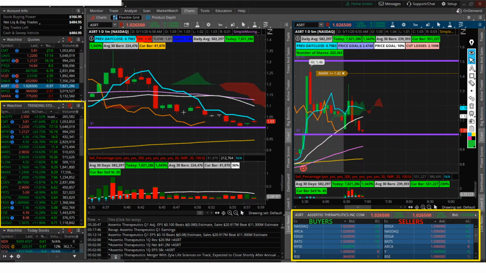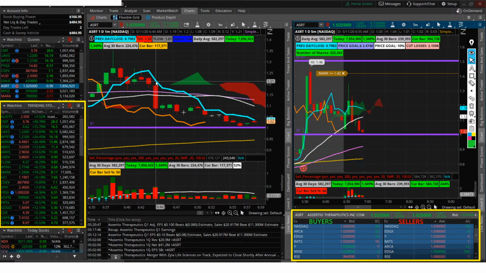ASRT selling off for the rest of the day. So I would have been better off short selling ASRT than continuing to hold it when it was trading over here at $1.20. But of course, I can't short sell.